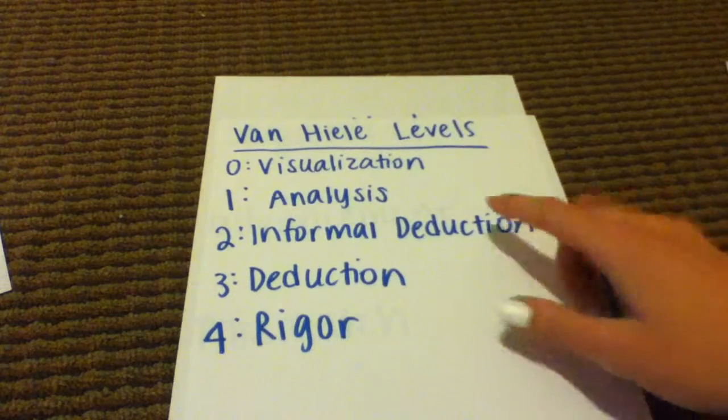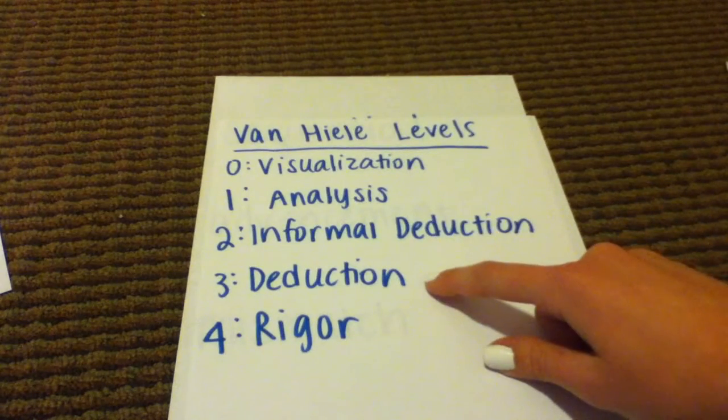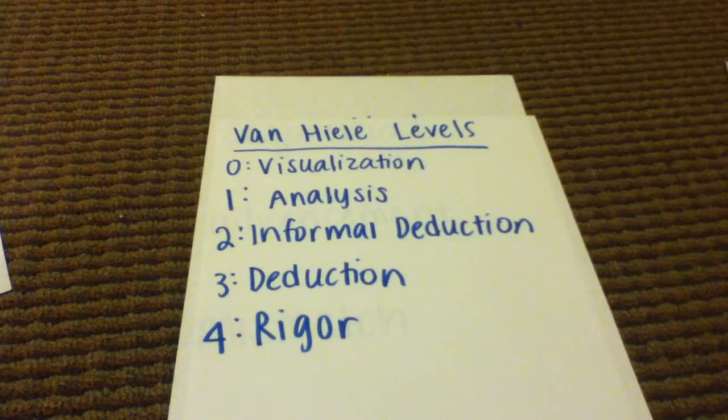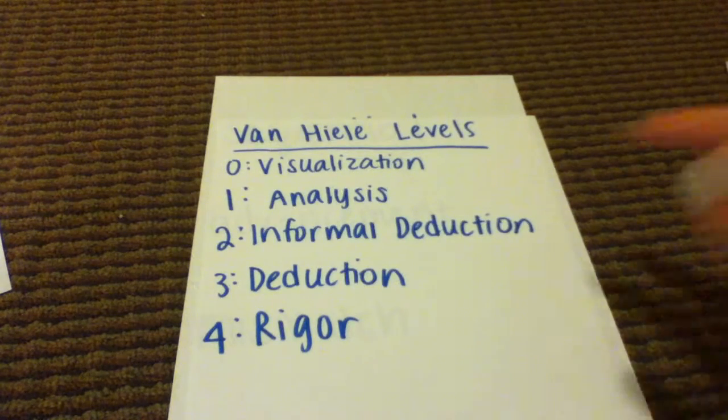The next level after informal deduction is level 3. This is deduction. It's usually reached in high school. And this is when they go even more in depth and think about properties of shapes even more, and they can construct proofs at this level, not just memorize them. So an example of something that a student at level 3 deduction would say would be, a circle's radius is perpendicular to the tangent it intersects because... And so that's that level.